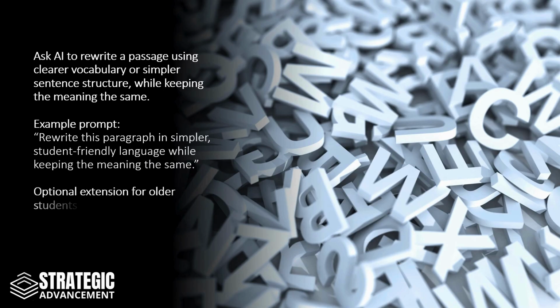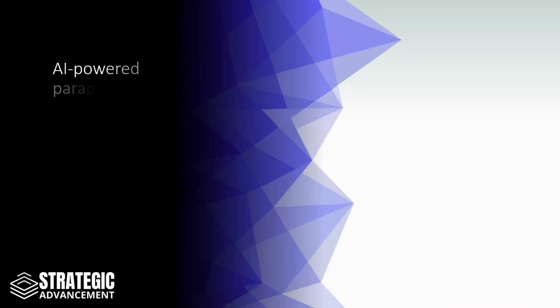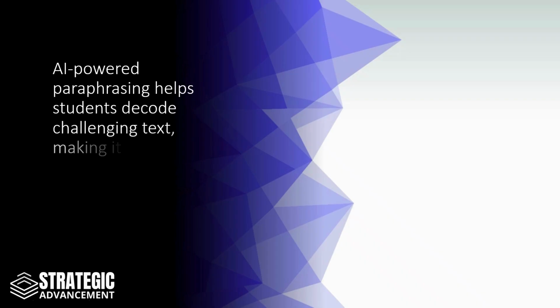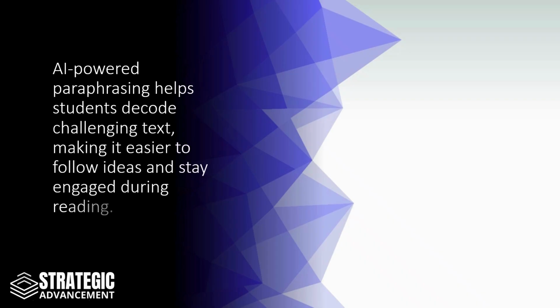Example prompt: Rewrite this paragraph in simpler, student-friendly language while keeping the meaning the same. Optional extension for older students: Give me two paraphrased versions at different reading levels. AI can take dense or complex text and rephrase it using alternative vocabulary and sentence structures.